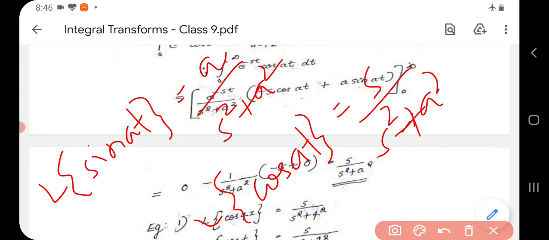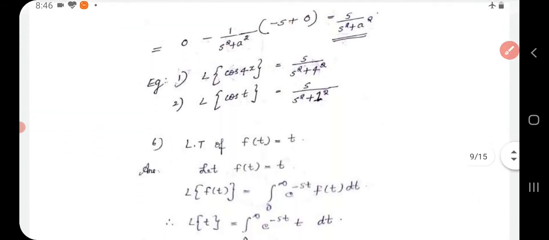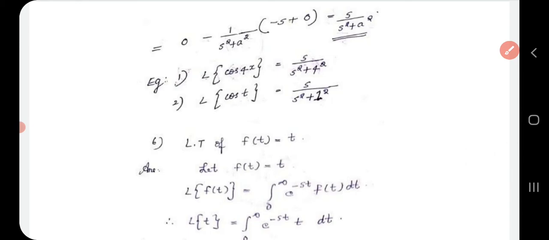See the example. Laplace transform of cos 4x. It is of the form cos at, right? So what is the formula? s by s square plus a square. That is s by s square plus 4 square. Similarly, Laplace transform of cos t: s by s square plus 1 square.